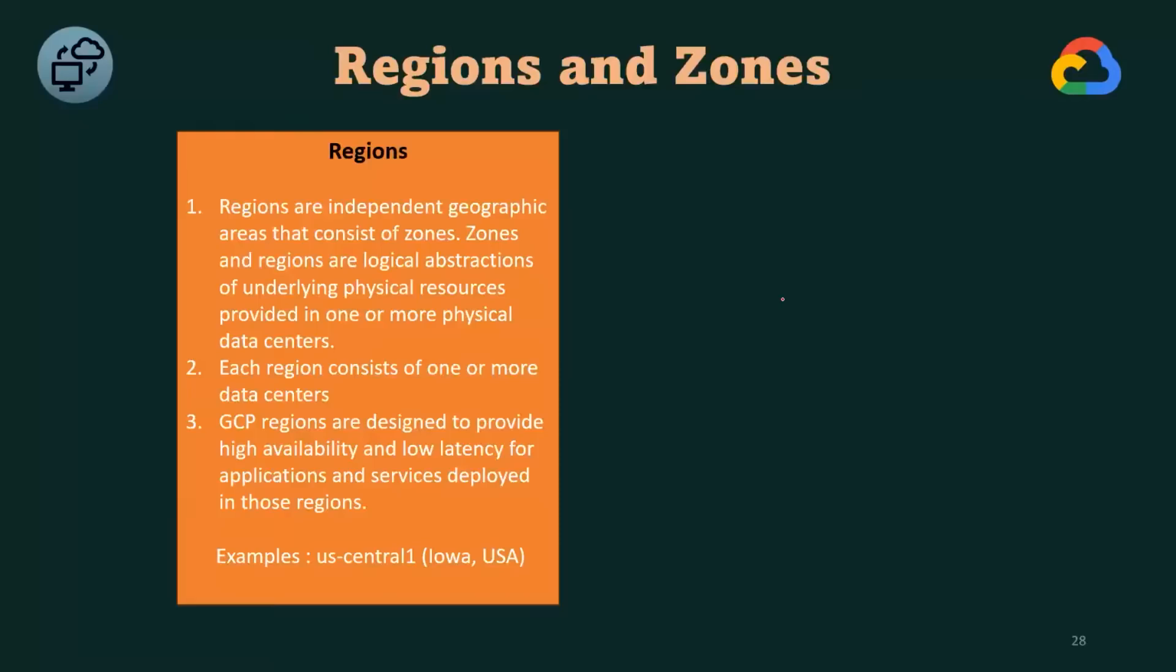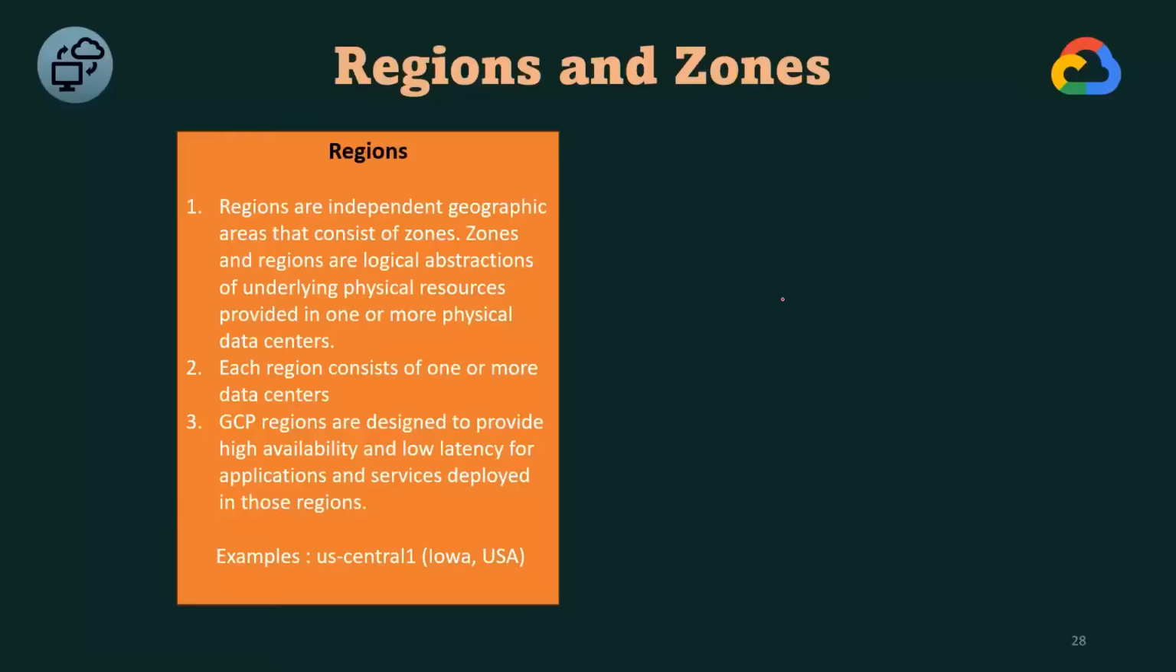Okay, if it is not available, you can't select the location. If it is available, you can select that location. So it is purely a logical abstraction of underlying physical resources, provided in one or more data centers. Each region consists of one or more data centers. You can just think of one zone as equal to one data center. So each region is multiple zones, nothing but multiple data centers.